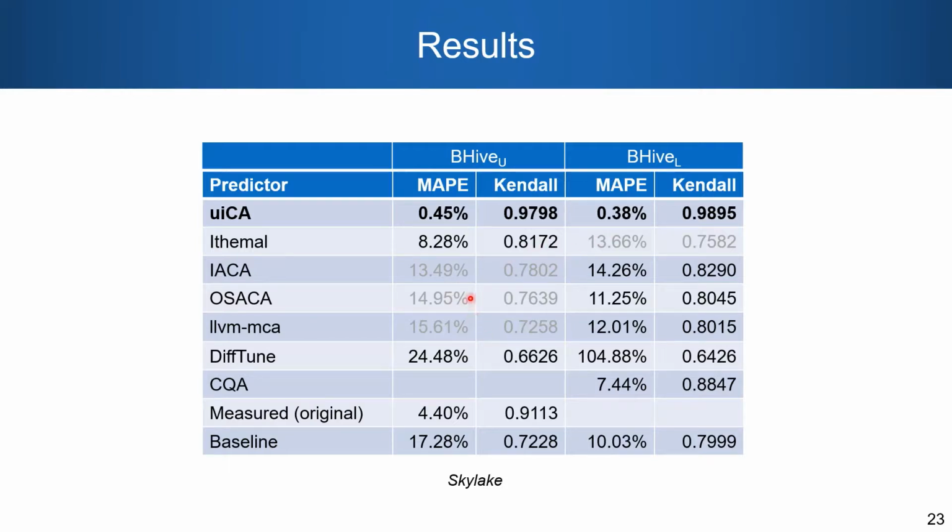You can see that for both variants of the benchmark set, the average error of our tool uiCA is more than an order of magnitude lower compared to the previous tools, and Kendall's tau coefficient is significantly higher and close to 1 for our tool. In this line, we compare the original reference measurements from the authors of the BHive paper with our improved measurements, and you can see that there is a significant difference.